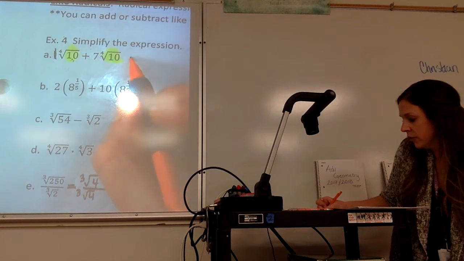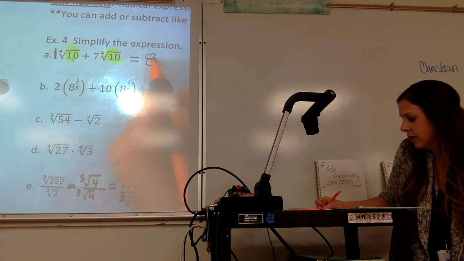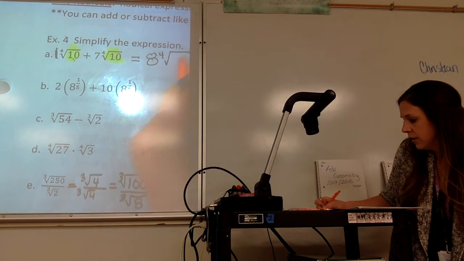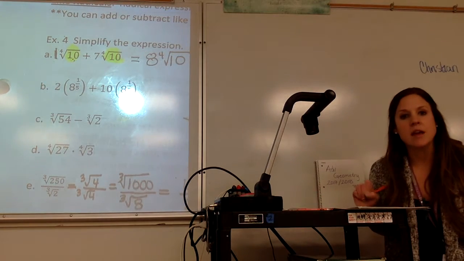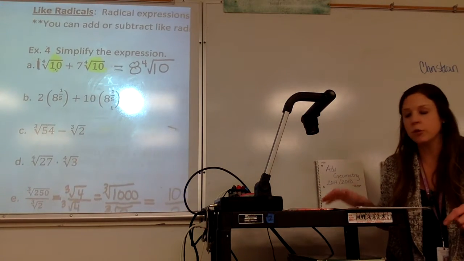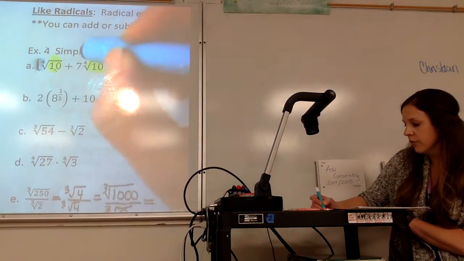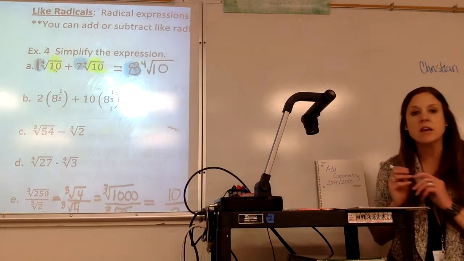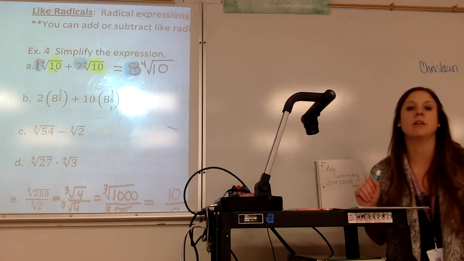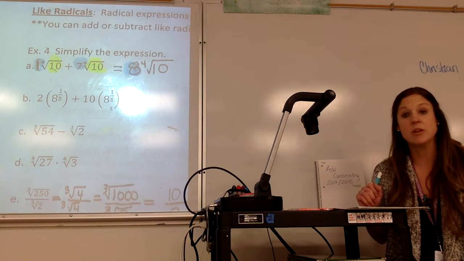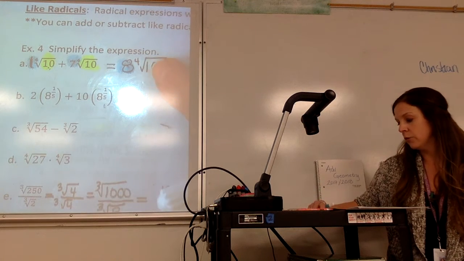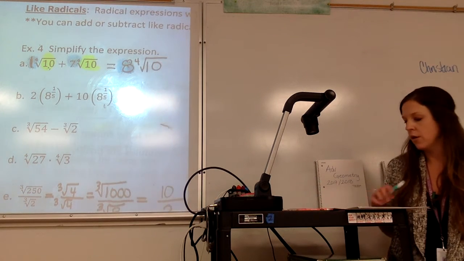1 plus 7, those are the components you add together, equals 8, and then you have the fourth root of 10 still. So you're just going to add your coefficient terms. The key is that the green pieces have to be identical. The green pieces have to be the same, and they don't change. It stays the fourth root of 10 in the answer as well.